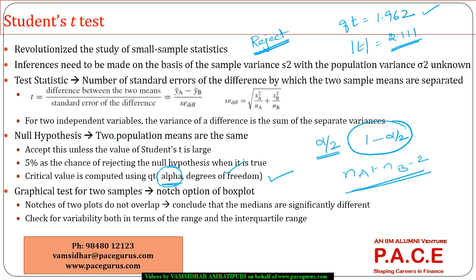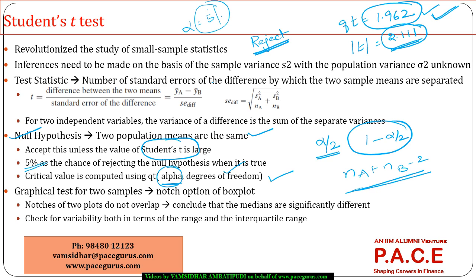Right? So if you quickly look at the null hypothesis, it says the two populations have the same mean. I will accept this unless this t value is too large. If my computed value is larger than this critical value 1.962, then I will reject the null hypothesis. But as long as my computed value is lesser than or equal to 1.962, I will be accepting the null hypothesis itself. And in this case, we are talking of a 5% chance of rejecting the null hypothesis. So we are setting the alpha as 5%.